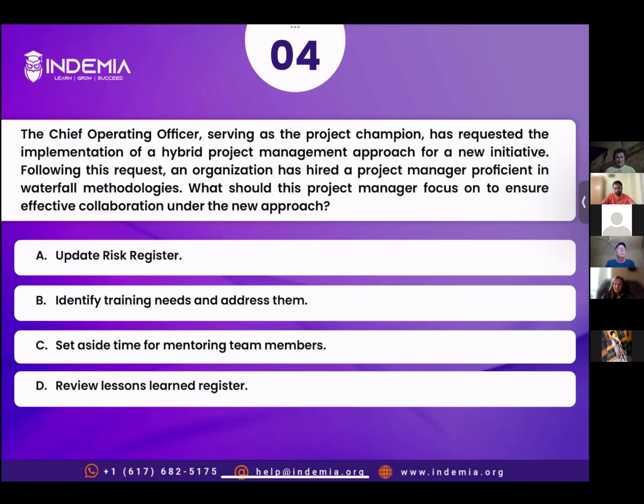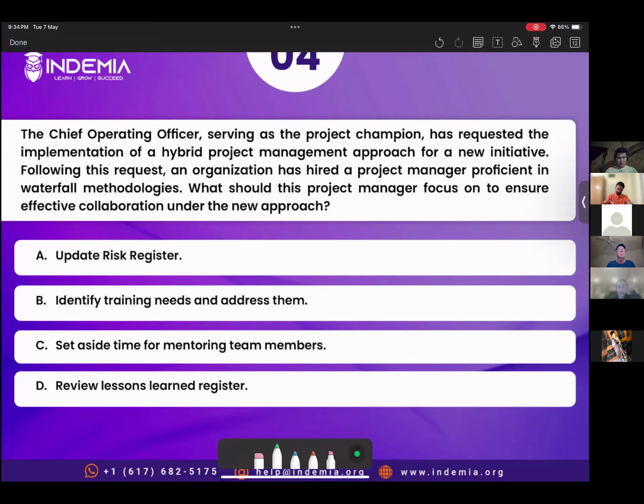Leila, you have chosen option B. Yeah, so we have a project manager who's proficient in waterfall, and the approach that they're using here is a hybrid, right? So the first thing I would do is identify the training for the overlapping gap, right? So where I need that training, and then address those trainings. Update the risk register, there's nothing to do, so I crossed out option A. You have proficiency in waterfall, so why are you updating the risk register? So I eliminate option A. It does not relate to this question at all.